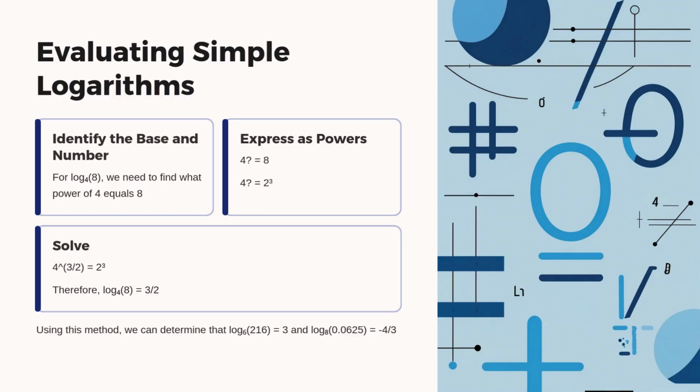Using this method, we can determine that the logarithm of 216 with base 6 equals 3, and the logarithm of 0.0625 with base 8 equals -4/3.